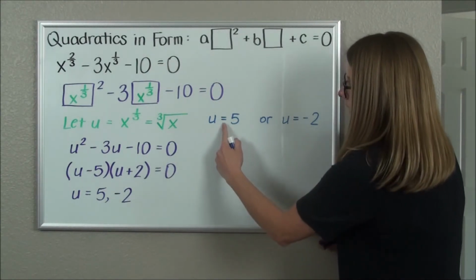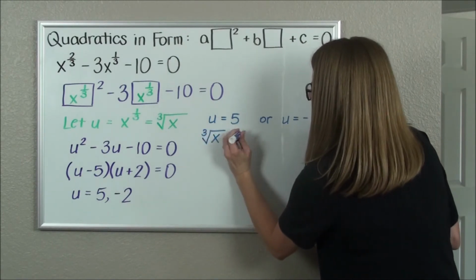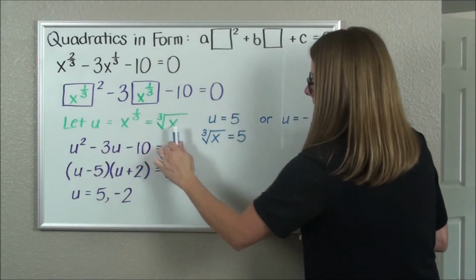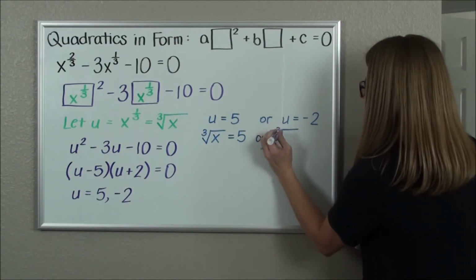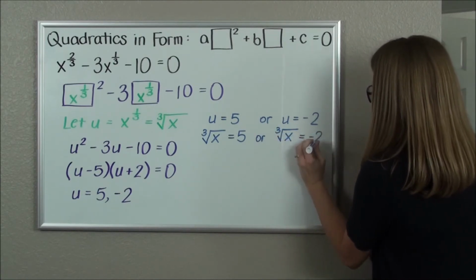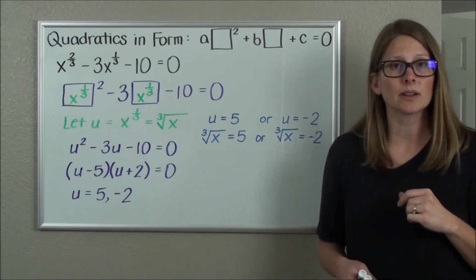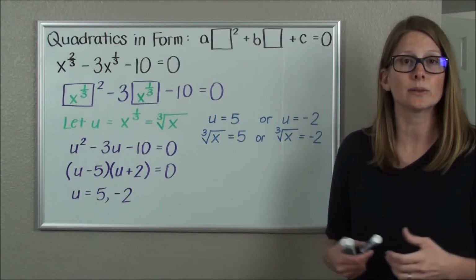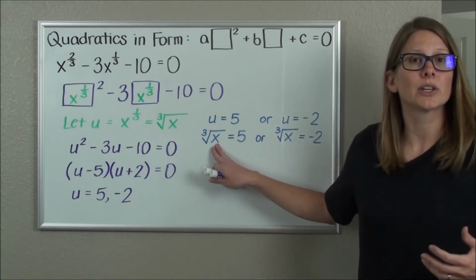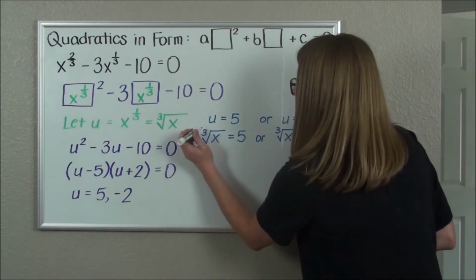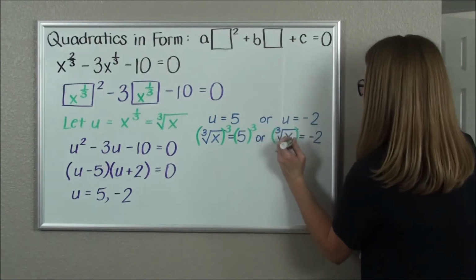So when I say u equals 5, I can say that really means the cube root of x equals 5, because that's what u meant. Instead of u equals -2, I can say the cube root of x equals -2. And if I'm thinking of it as a cube root, this is going to work very similarly to when we were solving radical equations with square roots. To undo a square root, we had to square both sides. Well, to undo a cube root, we're going to cube both sides. So if I cube the cube root, it will go away.